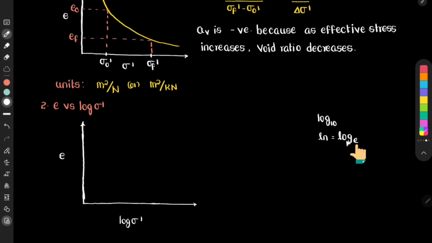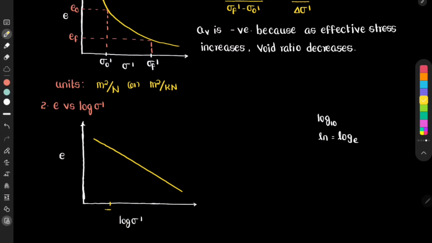See, this e is different from this e. This is void ratio. This is exponent. Sorry, this is exponential. So ln e is exponential; this e is just void ratio. So the graph between void ratio and log sigma dash is a straight line. This curved line will become straight.